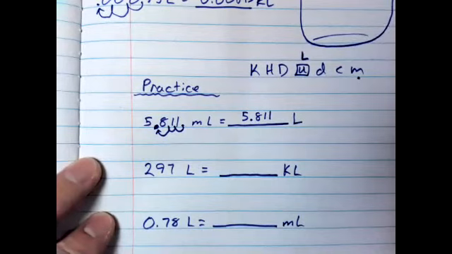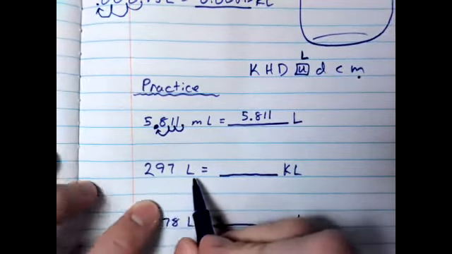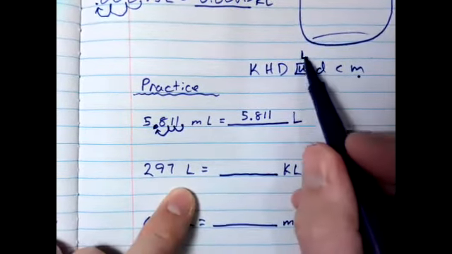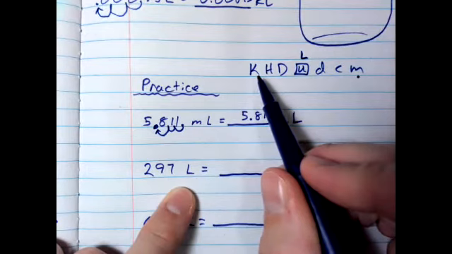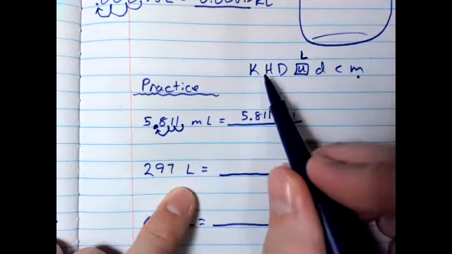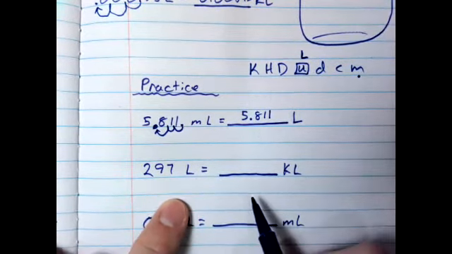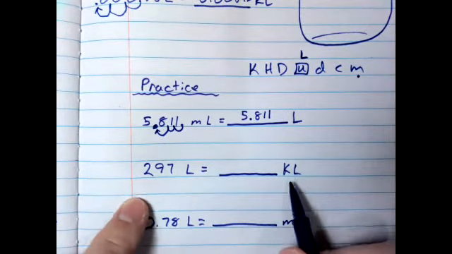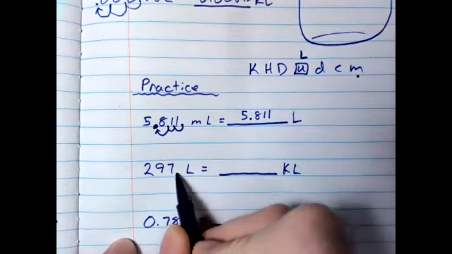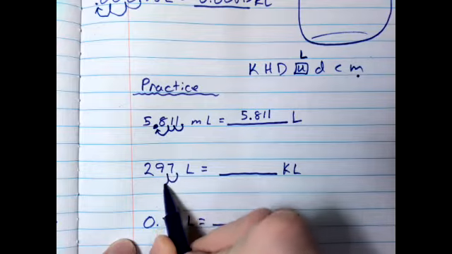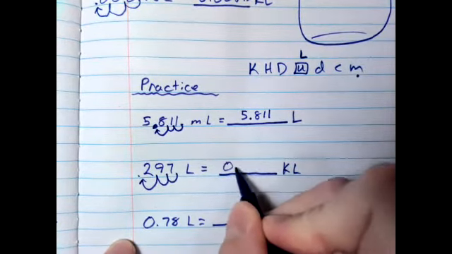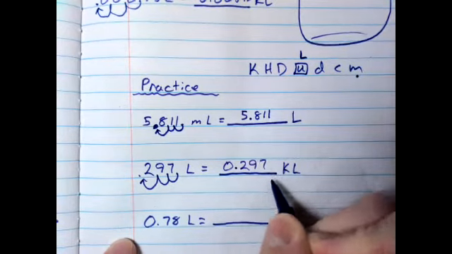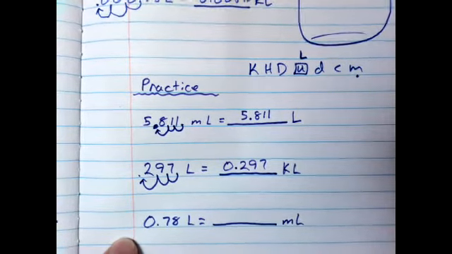Let's keep going. 297 liters to kiloliters. So I'm starting at L. And which direction am I going? That's right, I'm going left. So I'm dividing by 10, 100, 1,000. I'm going to divide by 1,000. What would your answer be? 1 space, 2 spaces, 3 spaces. 0 and 297 thousandths of a kiloliter.